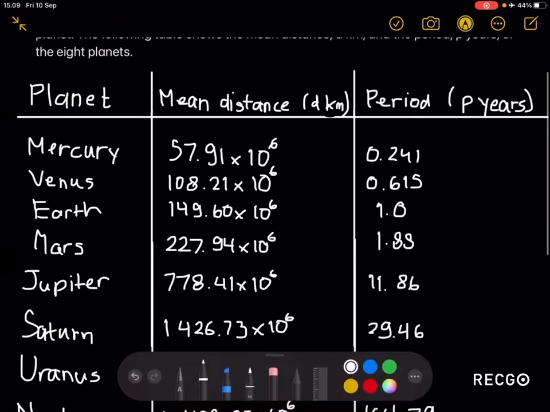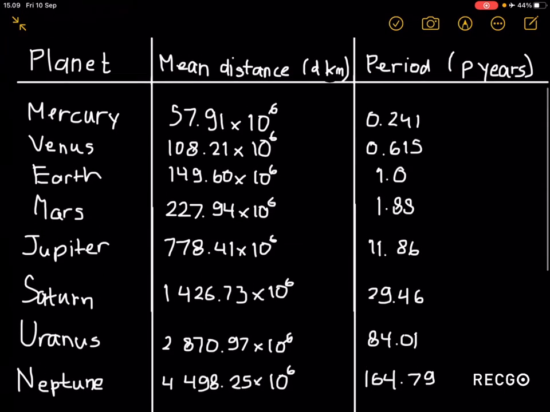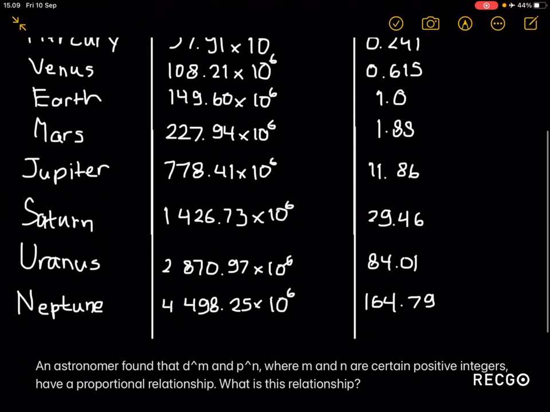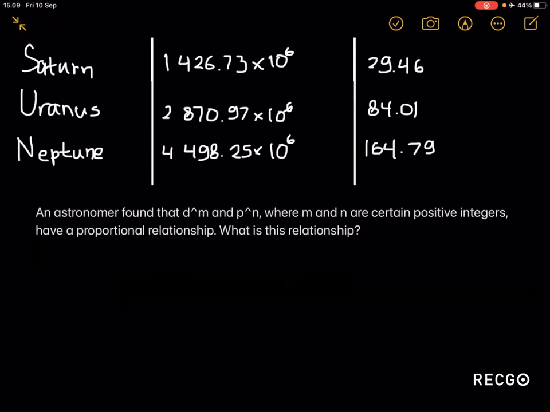So for example, Mercury has a mean distance of 57.91 times 10 to the 6 kilometers and a period of 0.241 years. You can just see the rest of this table on your own. And the question: an astronomer found that d to the m and p to the n, where m and n are certain positive integers, have a certain proportional relationship, and we're asked to find what this relationship is.